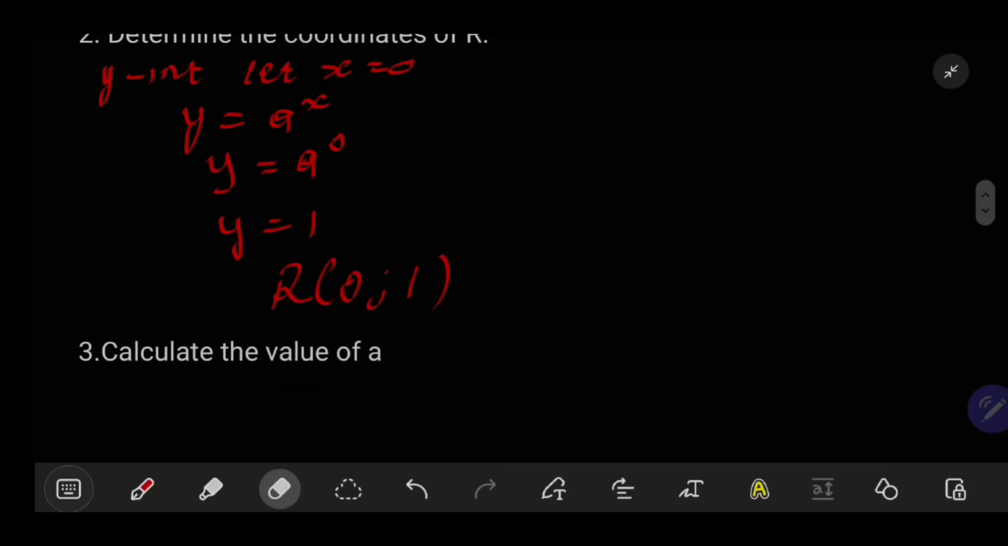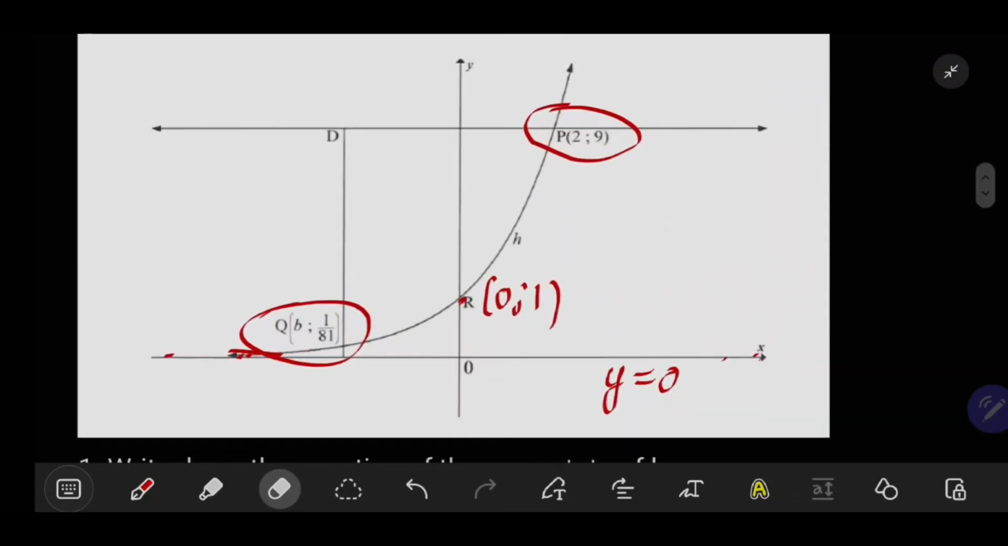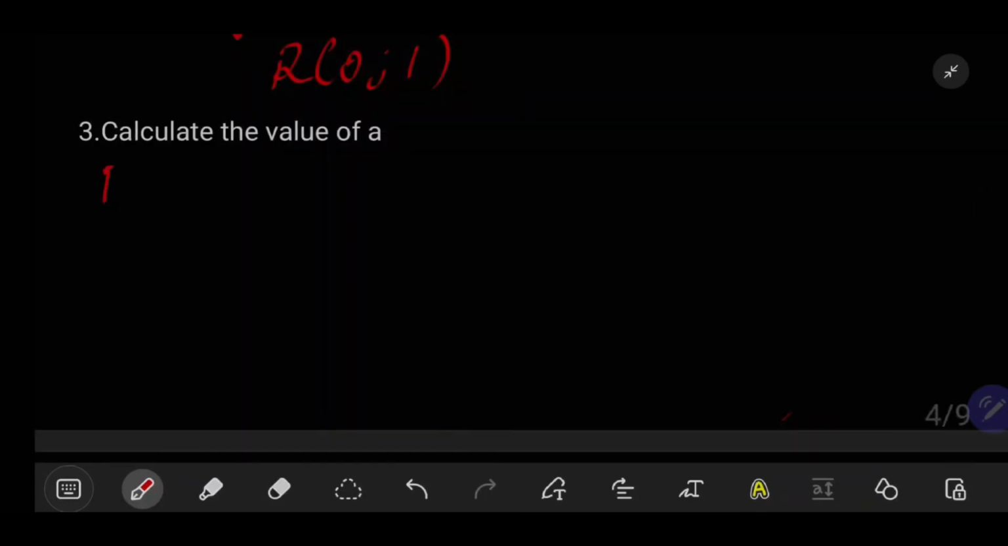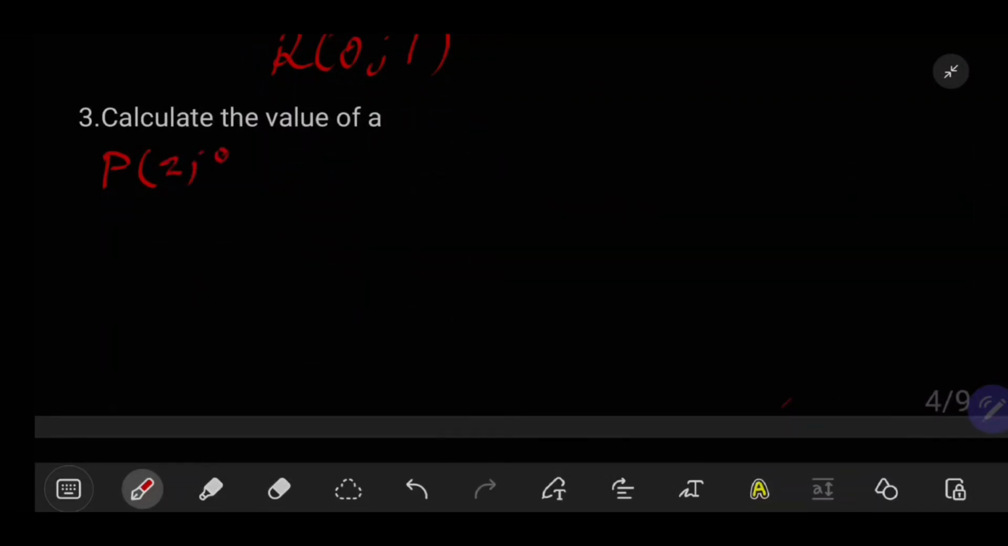Then they want us to calculate the value of a. So how can we calculate the value of a? Remember, we find our value of a from the equation y is equal to a raised to exponent x. To calculate the value of a here, we can use these points, because we know the x and y coordinates. So we're going to use point P, whereby we know that point P is (2, 9).